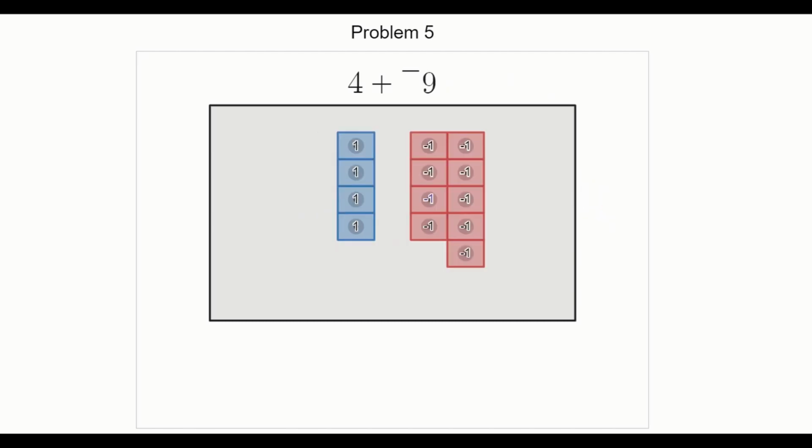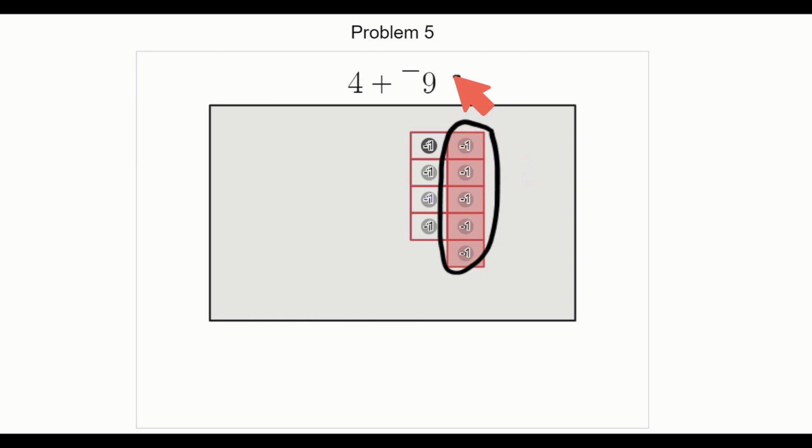And finally, for our last problem, problem 5. Here, 4 is represented by these 4 blue squares. Negative 9 is represented by these 9 red squares. So now let's go ahead and combine these. Each positive is going to cancel out with a negative. So these are going to cancel. And how many tiles are we left over with? There are 5 red tiles left behind. So our answer is going to be negative 5.